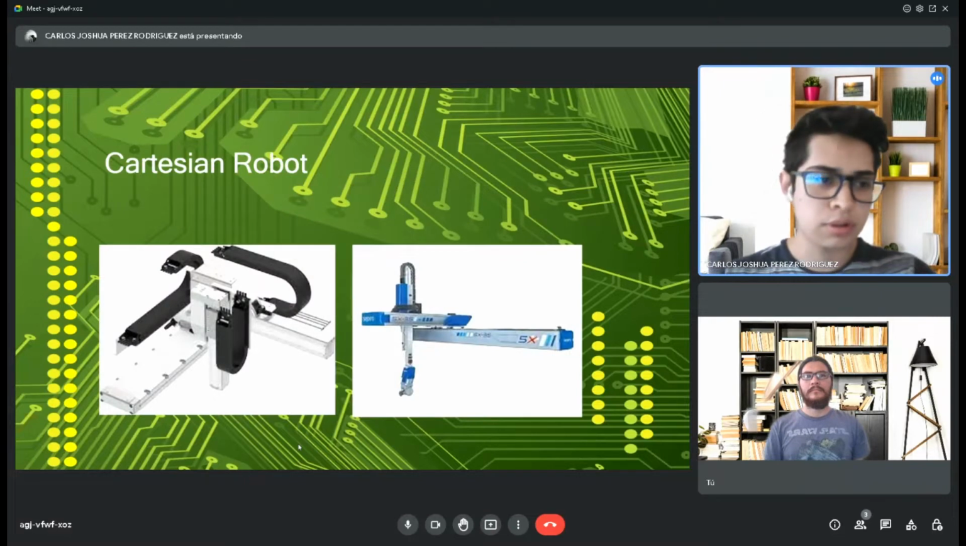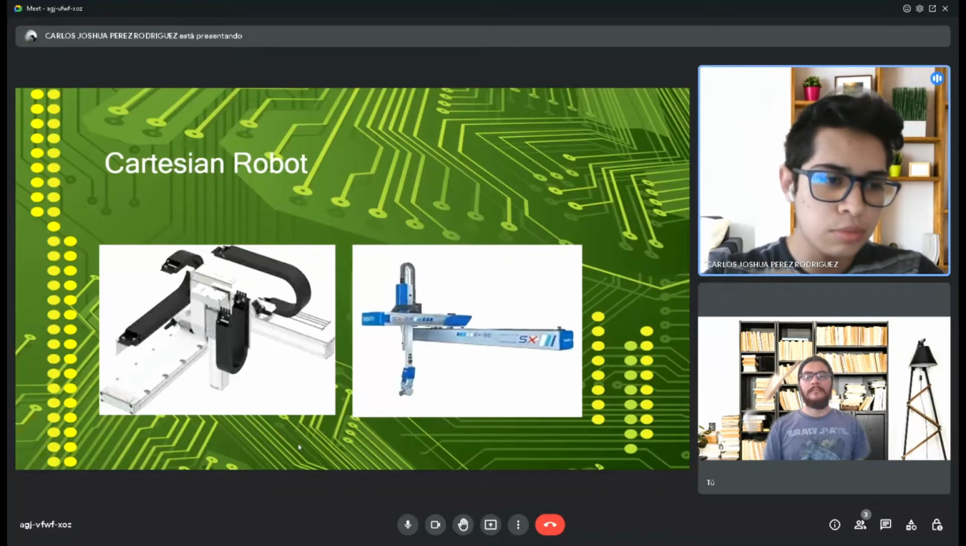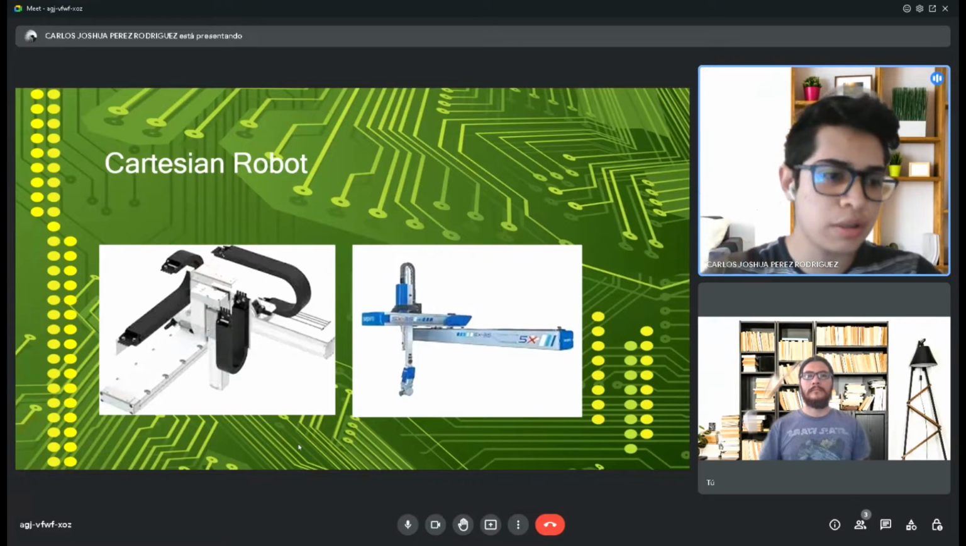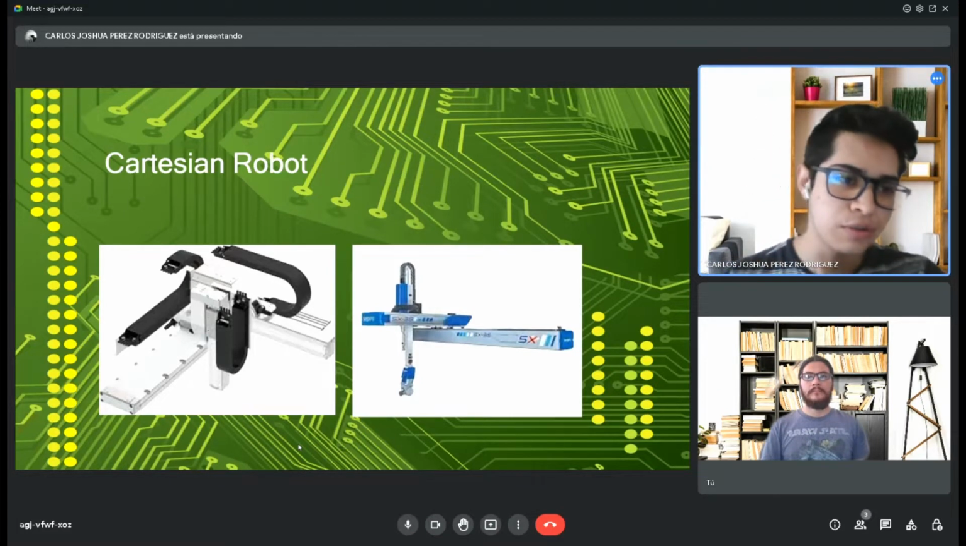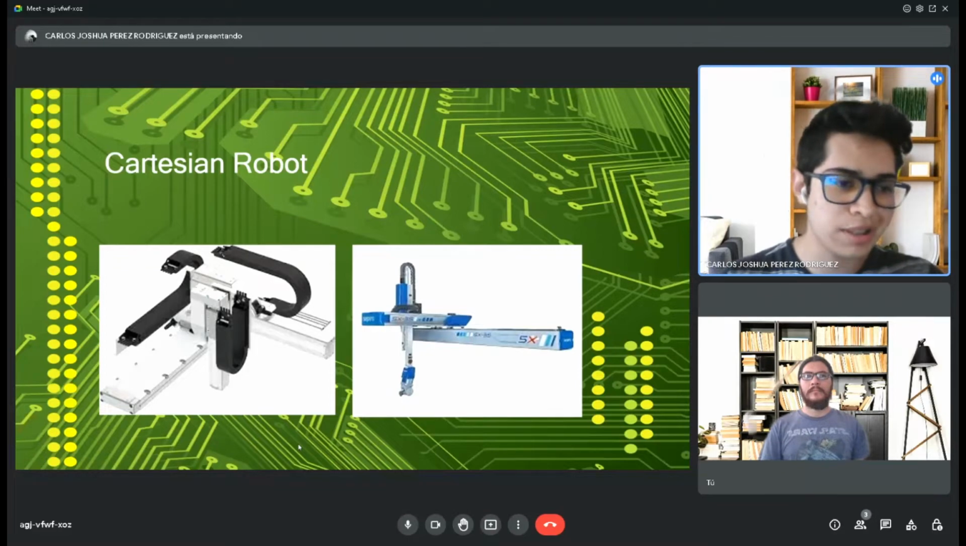The next one are Cartesian robots. These robots are made up of 3 prismatic joints, so the tool is limited to linear movement, and the Cartesian name is derived from the 3-dimensional Cartesian coordinate system, which consists of X, Y, and Z axes. The Cartesian robots are the simplest robotic systems, since their operation only involves linear movements.